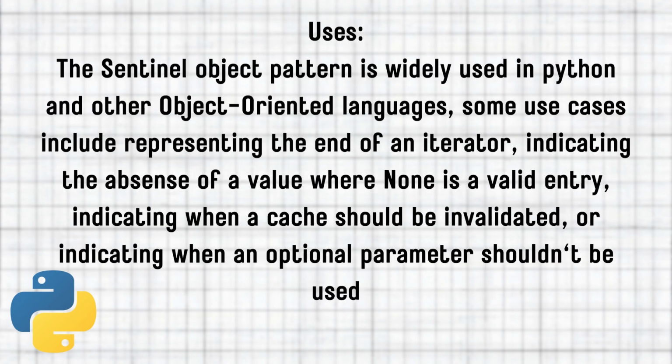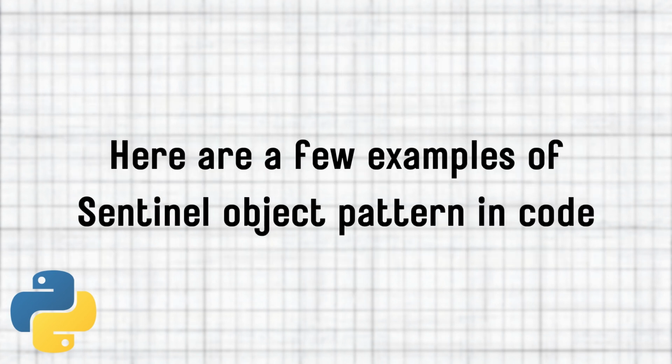Uses. The Sentinel object pattern is widely used in Python and other object-oriented languages. Some use cases include representing the end of an iterator, indicating the absence of a value where None is a valid entry, indicating when a cache should be invalidated, or indicating when an optional parameter shouldn't be used. Here are a few examples of Sentinel object pattern in code.